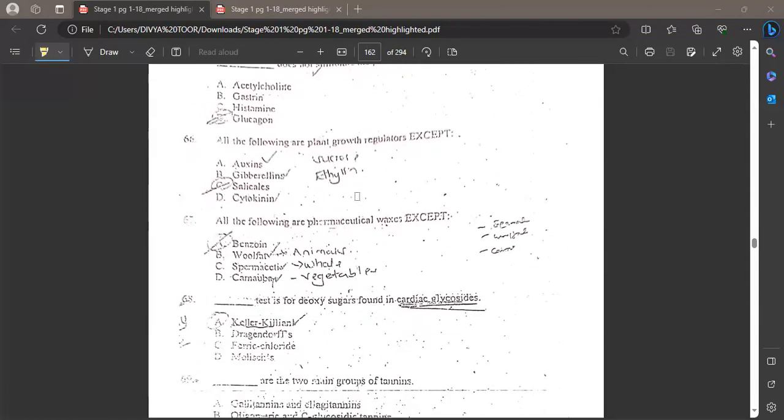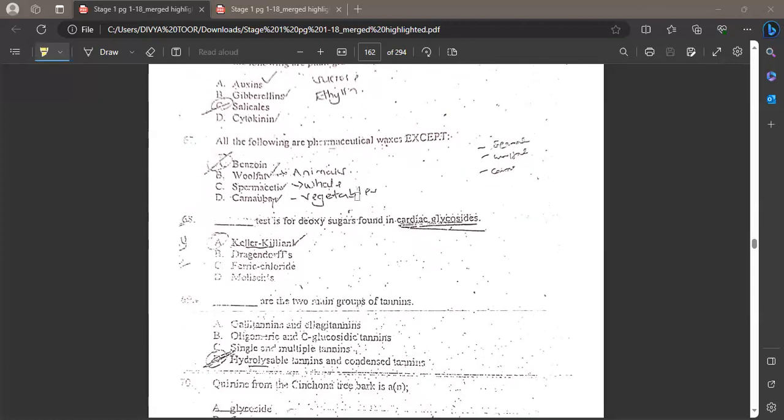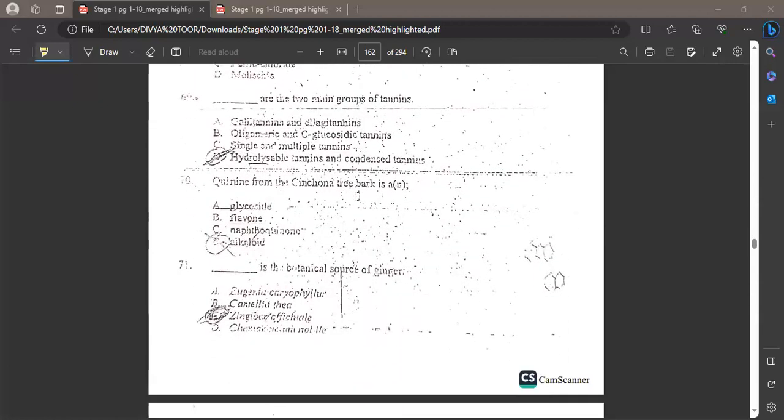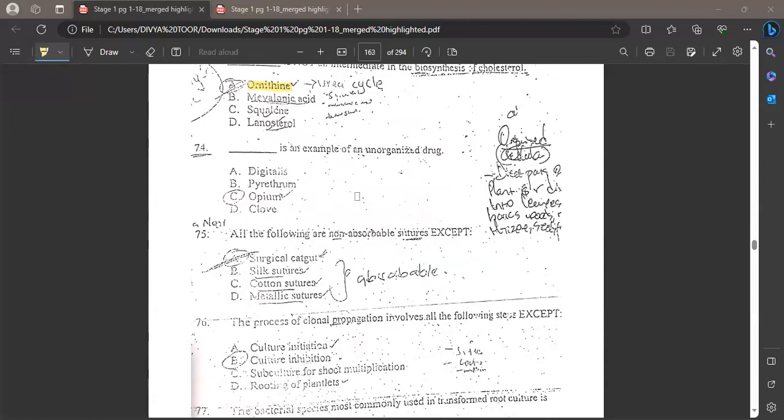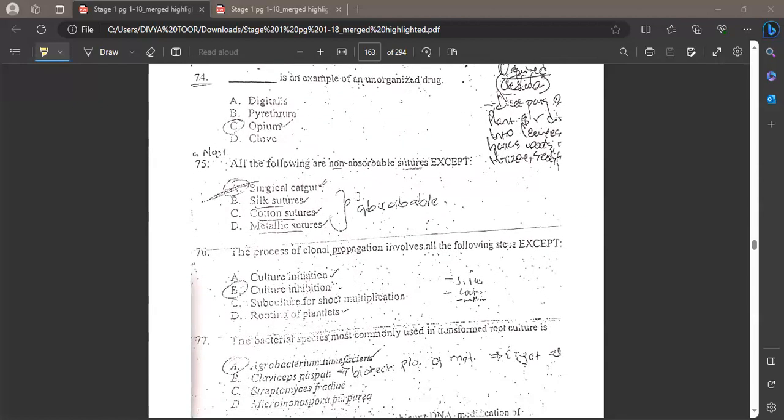Divya, you've revised. We are seeing the way you've highlighted. Must be nice, must be nice. I know, right? I'm looking for more questions.